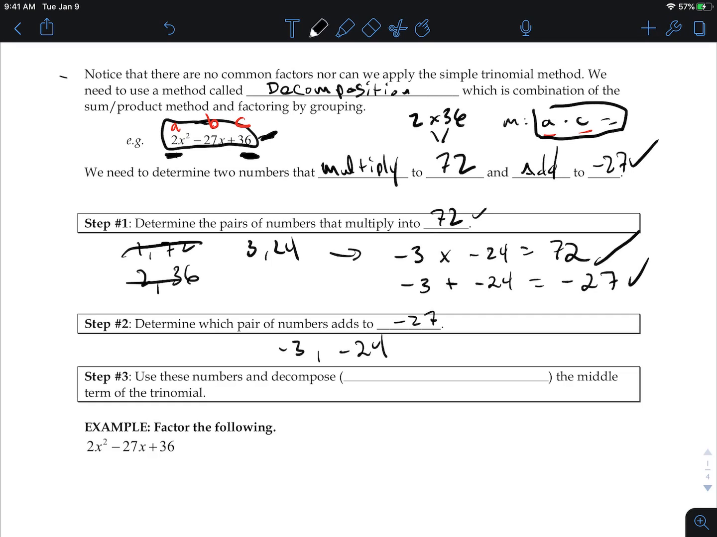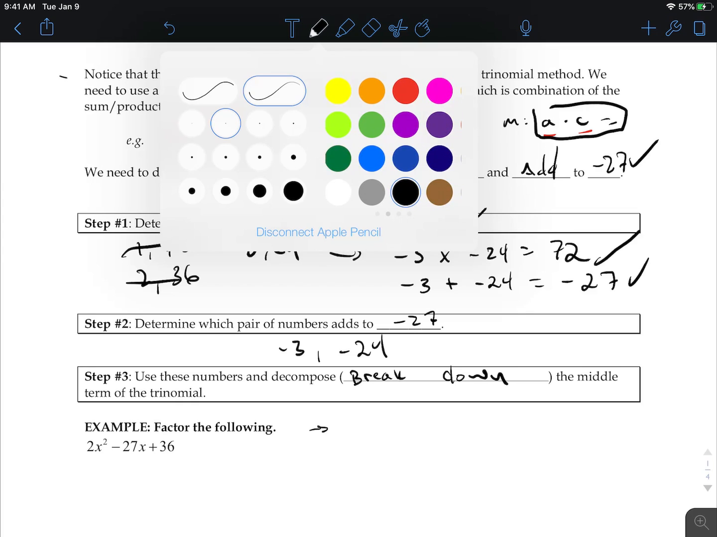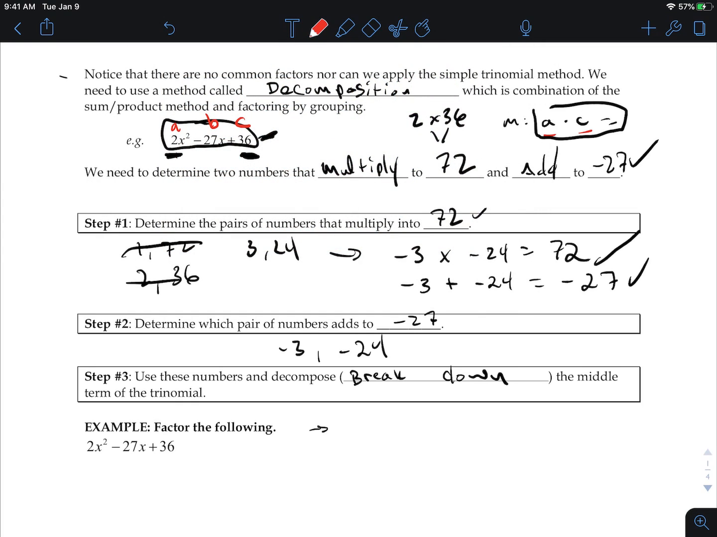Okay. So use these numbers and decompose. And what did we say decompose meant? Break something down, right? So I'm going to say break down the middle term of the trinomial. This is the decomposition method, the first one I'm going to do. You could pick either of these two methods, whichever. If some of you are coming from the 3U and you've used decomposition, you can just do decomposition and it's fine, right?